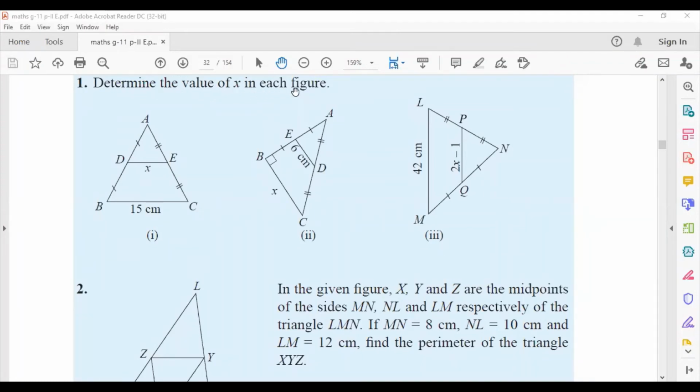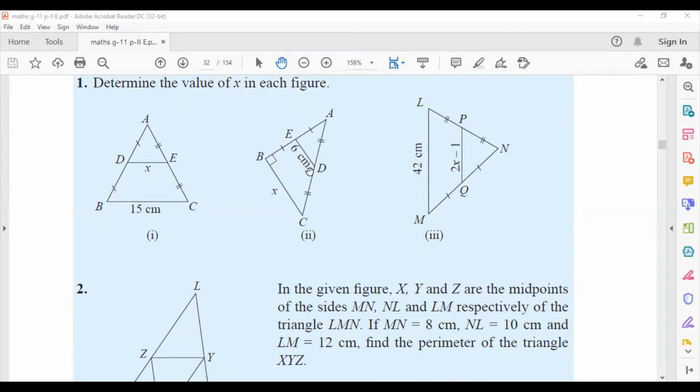Determine the value of x in each figure. Here, you have to find the value of x in the first figure. What should it be? Yes, according to the midpoint theorem, 7.5. Yes, very good. 7.5 centimeters, because according to the midpoint theorem, DE is equal to half of the third side BC.